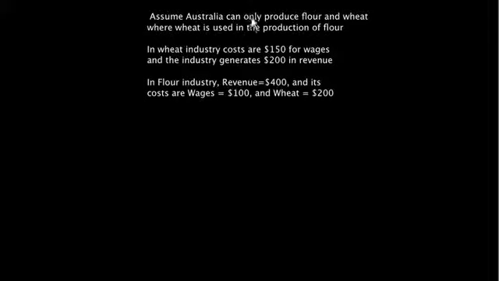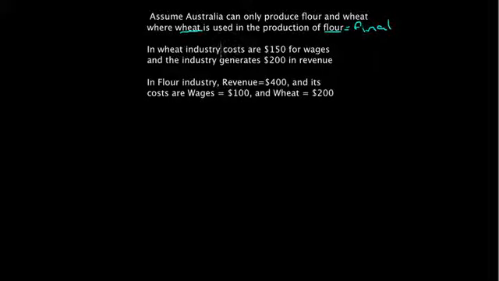Let's say, assume Australia can only produce flour and wheat, so it's a two-product economy where that's all we make, just flour and wheat, where wheat is used in the production of flour. If you remember from last lesson, we said that there's two types of products, a final good and an intermediate good. In this case, wheat is used in the production of flour, so wheat is our intermediate good, used in the production of the final good, flour. So that is the final good.